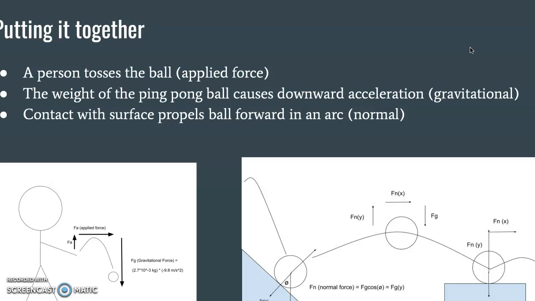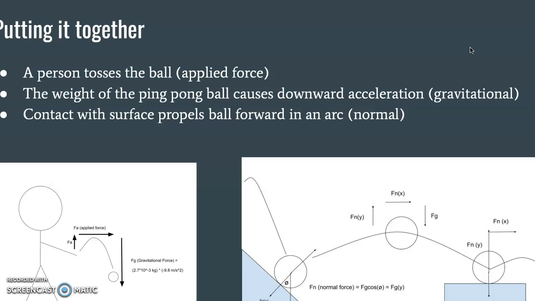Since the ball travels in an arc, that means that at some point, the magnitude of the applied force's y component will be equal to the ball's weight. At this point, which can be considered at the top of the arc, the ball's total vertical acceleration is 0. However, its horizontal acceleration remains the same.